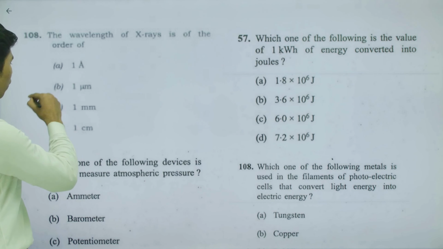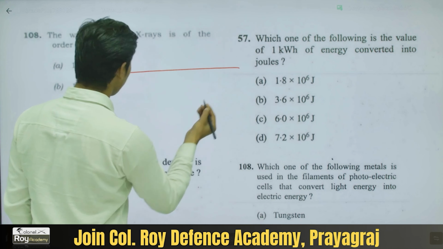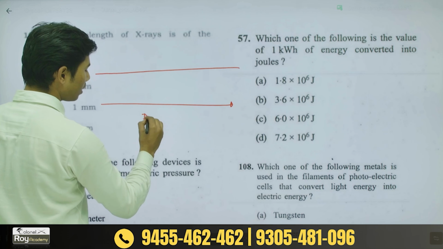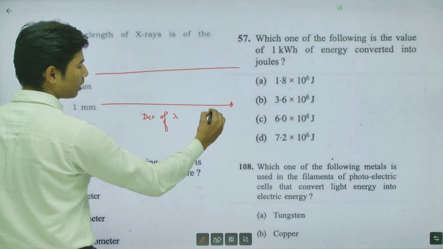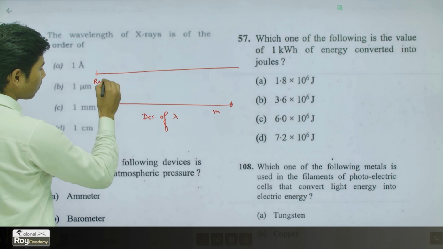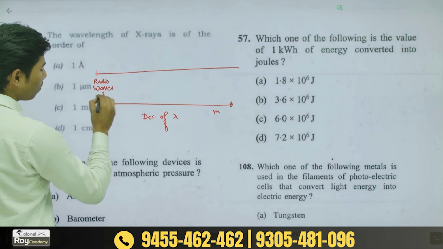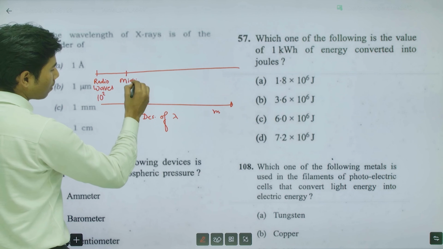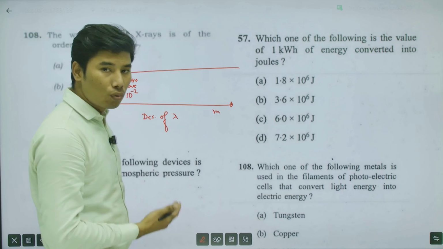Okay, now before solving this question, we need to understand the spectrum of electromagnetic rays, on the basis of descending order of their wavelength, that is lambda, in meters. The first one is radio waves, and that is approximately 10 to power 2 meter. Then come the microwaves, and that is approximately 10 to power minus 2 meter.